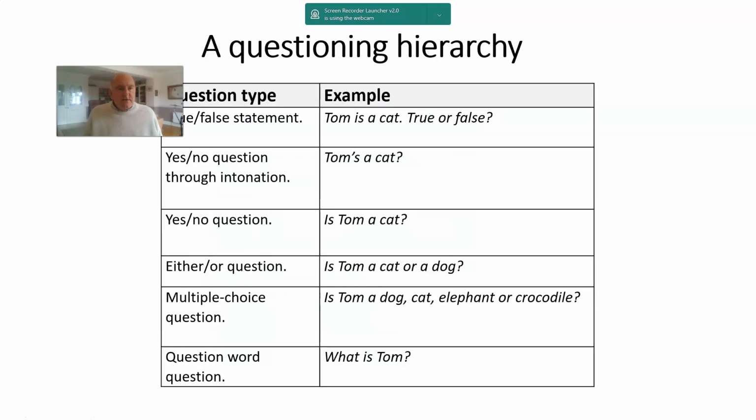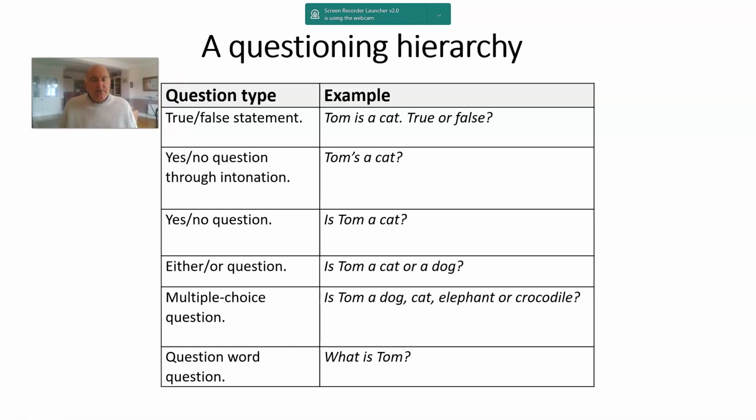So here's a reminder of the sorts of questions we're talking about. On the left-hand side here, we've got things like true-false statements that can be corrected, yes-no questions, simple things like, Tom's a cat? Yes or no. Question word questions where there might be a slight change in word order. Is Tom a cat? Answer, yes or no. That one requires a little bit more processing from a student's point of view because of the word order change.